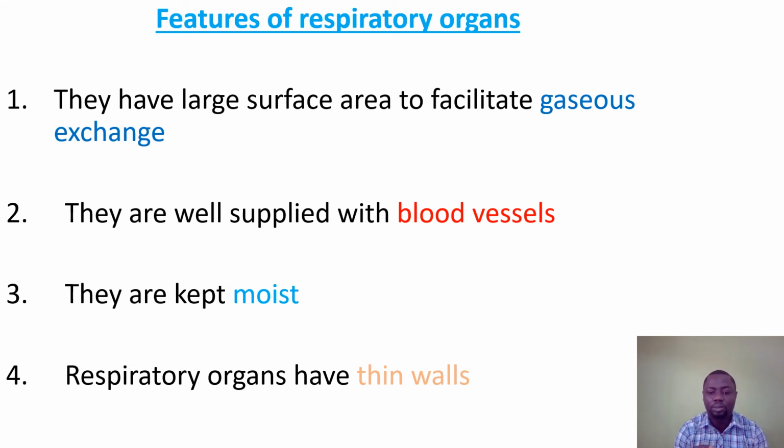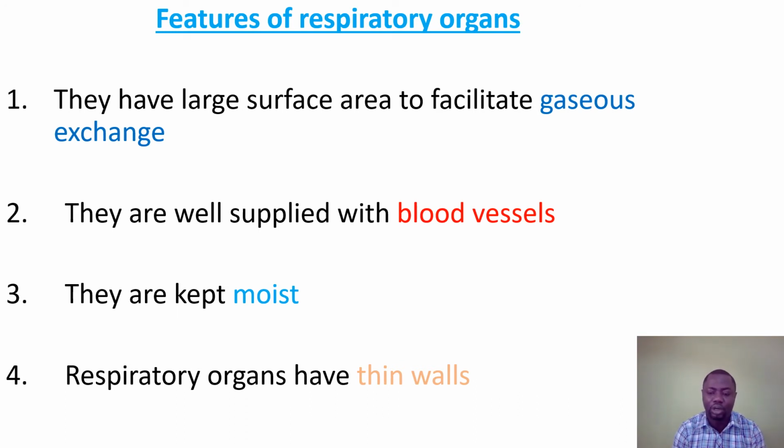So they are well supplied with blood vessels. This means that they can supply enough oxygen to wherever they are going and take out a lot of carbon dioxide. So there are a lot of blood vessels in the areas of the respiratory organs. Is that clear?